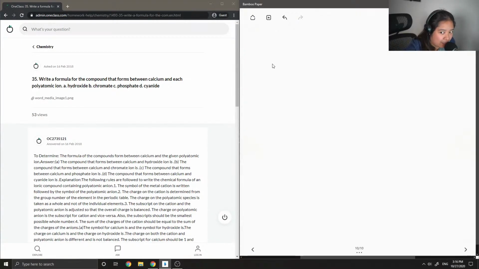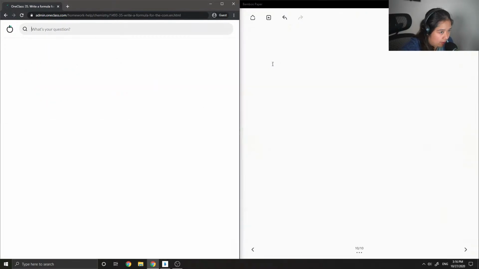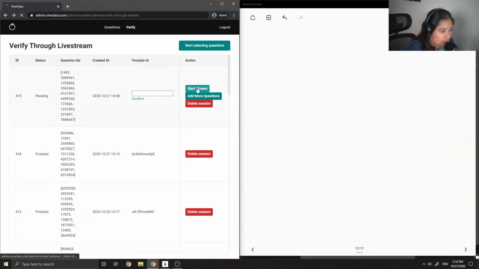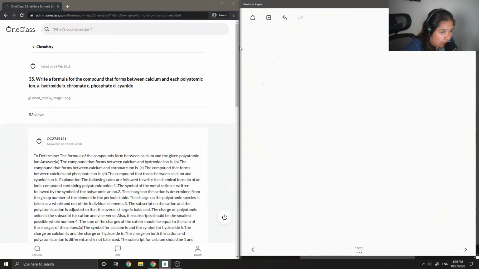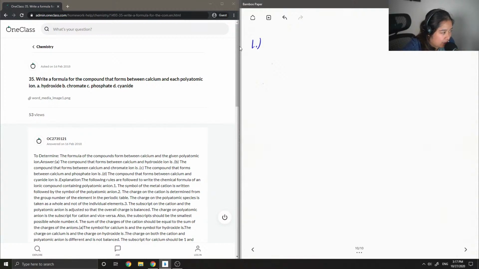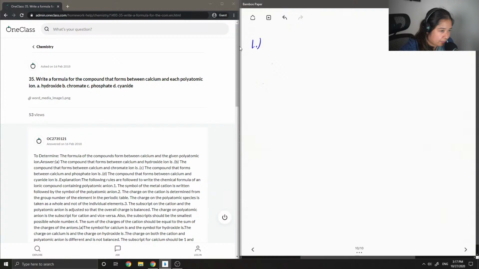Now I'm just going to get started on the first set of questions for today. Question number 1. Write a formula for the compound that forms between calcium and each polyatomic ion. They give different options like hydroxide, chromate, phosphate, and cyanide. First, let's find out the charge that calcium has as an ion. The calcium ion has a 2+ charge, so I'm just going to write 2 plus charge.